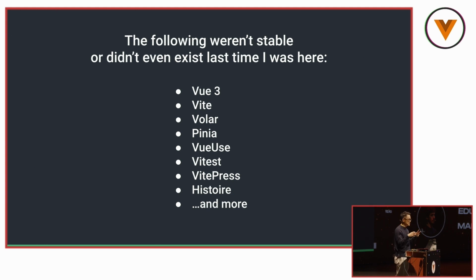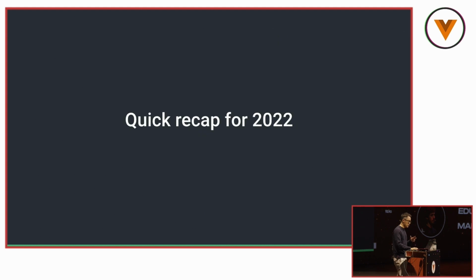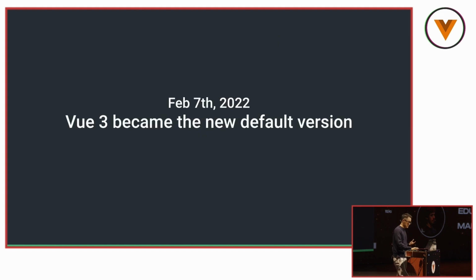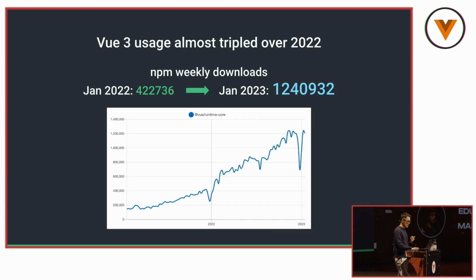But now let's get back to the focus on Vue itself. So a quick recap for last year. On February 7th last year, so exactly around 1 year ago, Vue 3 finally became the new default version. So right now, we're pretty much 1 year in with the default switch. The adoption is looking great, because over the course of 2022, we're seeing Vue 3 usage essentially tripled. I think it's important to note a lot of the legacy projects probably stay on Vue 2, so the vast majority of this adoption is actually from new projects starting on Vue 3.